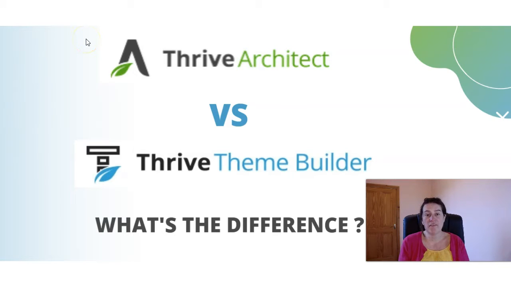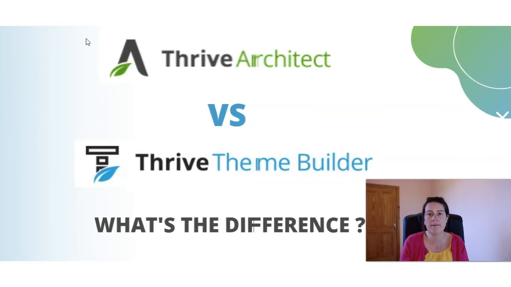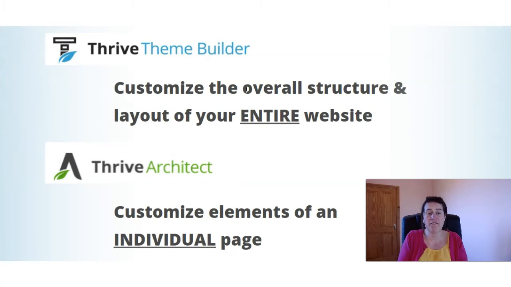Thrive Themes have a lot of different names for their different tools within their software, so it can get confusing when they do start adding different ones and you're trying to figure out, well, which one do I even need? So I want to run through exactly what you're going to get with Thrive Architect and with the Thrive Theme Builder. Okay, so what is the main difference between Thrive Theme Builder and Thrive Architect?